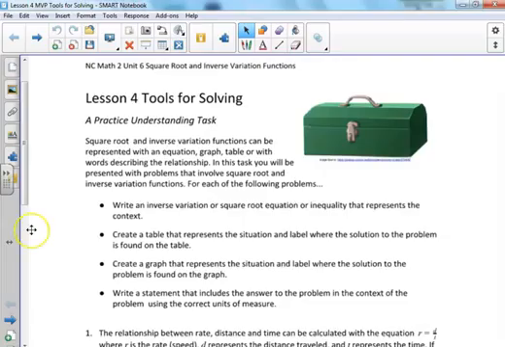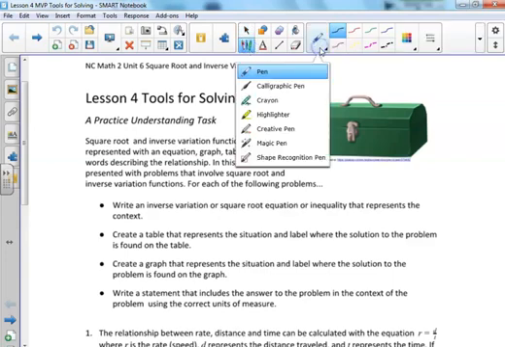An inverse variation equation, remember, is in the form y equals k over x, where k is called our constant of variation. And a square root equation, remember, is in the form y equals the square root of some value. In Lesson 4 of Unit 6, Tools for Solving, recall that we are looking at a square root and an inverse variation function.